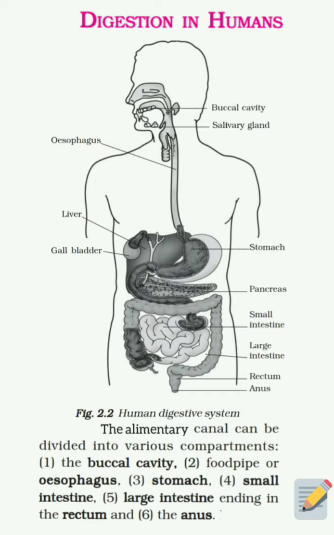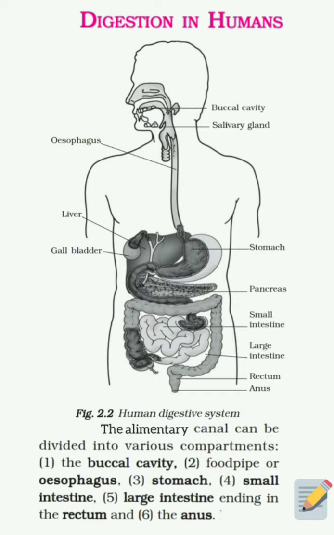Okay, so class, now we are going to start with our topic, that is digestion in humans. As you can see in the slide, there is a figure given here, which is the figure of the human digestive system. If you see from the top, then our human digestive system starts with the buccal cavity, followed by the esophagus, which is also known as the food pipe, then followed by the stomach, then liver, gallbladder, followed by the pancreas, then the small intestine, then the large intestine, ending in the anus.